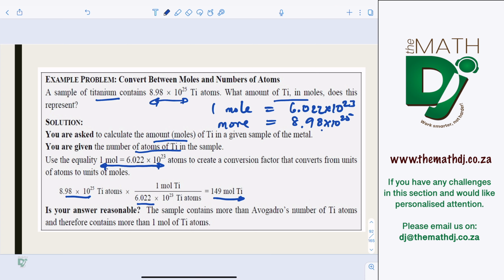So it's a very simple example. Is your answer reasonable? The sample contains more than Avogadro's number of atoms and therefore more than 1 mole of titanium atoms. So thank you for that. I think it's simply clear. If you have any questions, you can put them in the comments or use the email on our right.